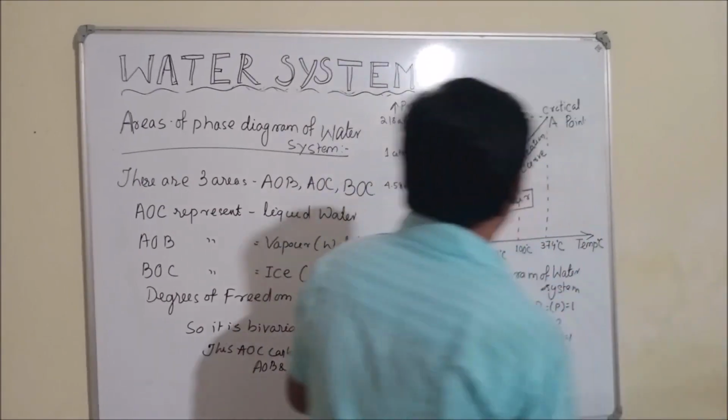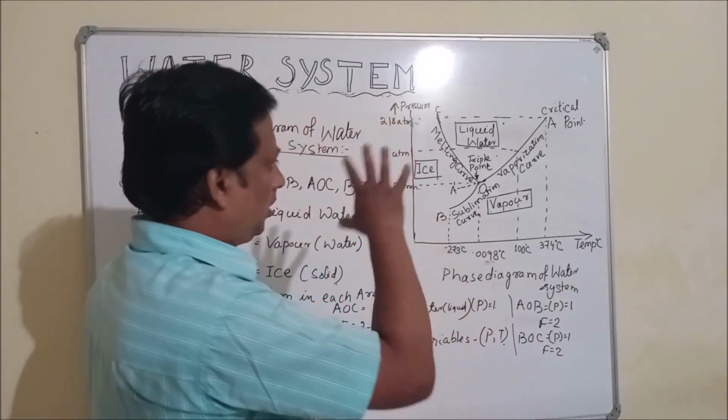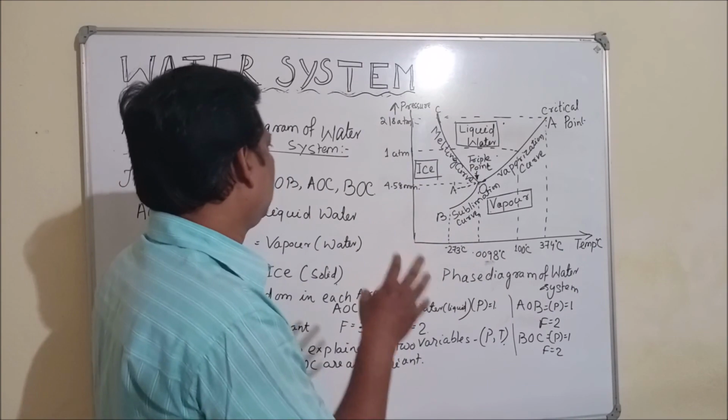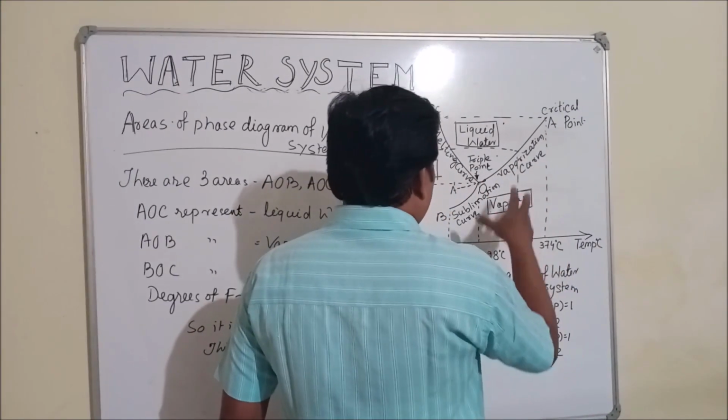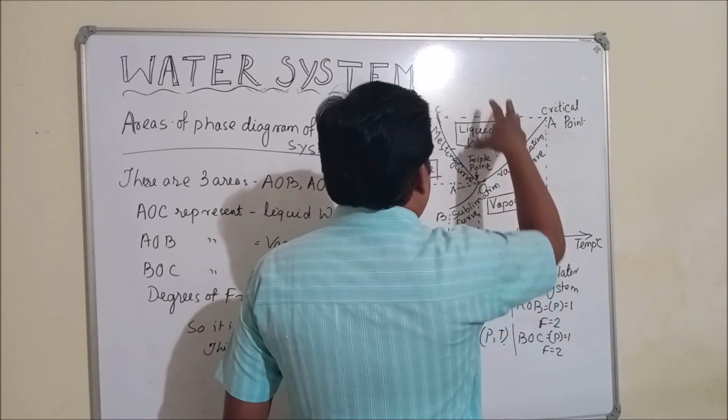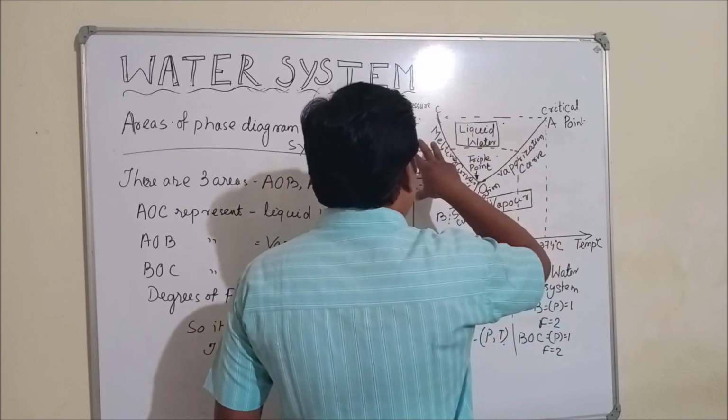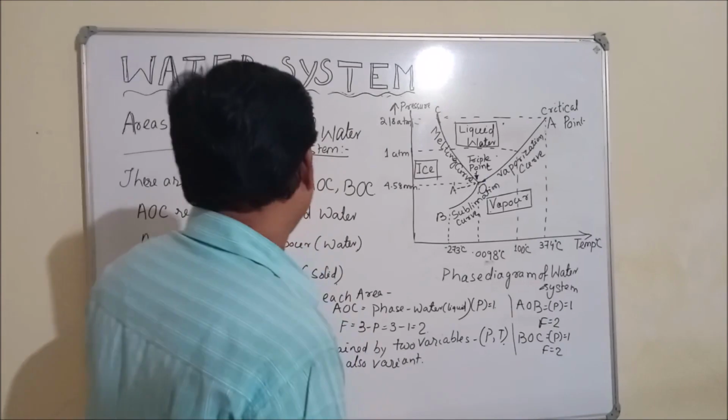So first we have to write the areas, and in these areas what the composition or phases are. Here the phase is vapor, here the phase is liquid, and here the phase is solid. Okay.